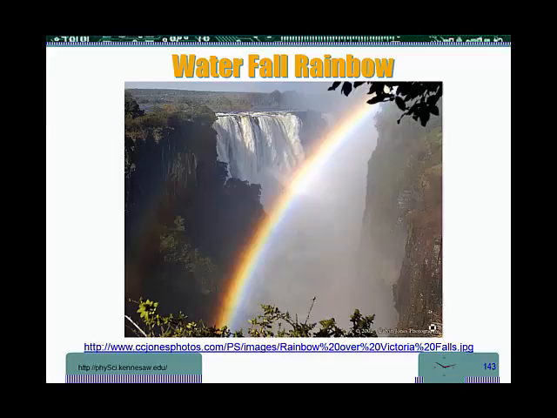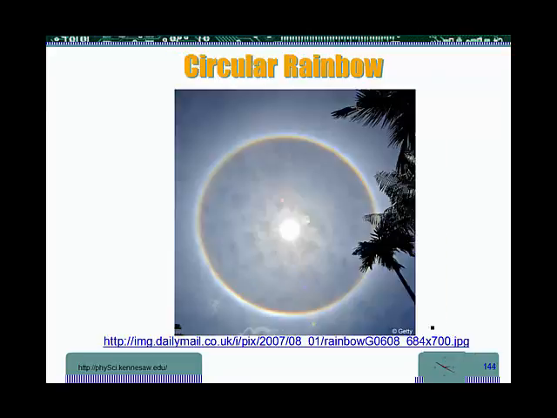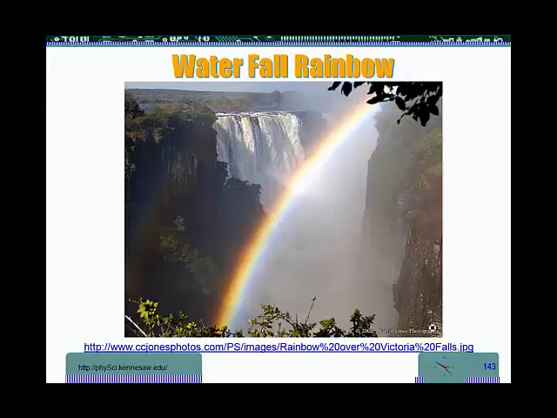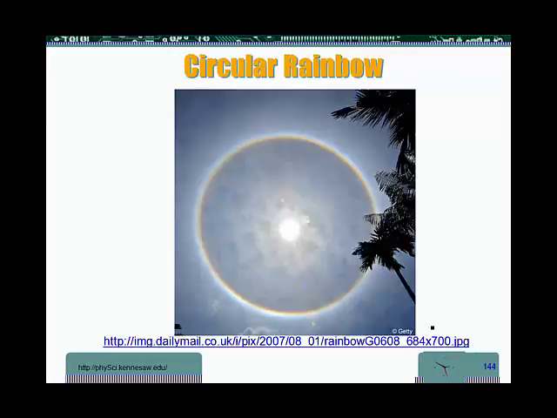This is Victoria Falls. Now, you noticed in here, the rainbow looks like an arc. Actually, if you look at a rainbow from an airplane or from a high enough place, you should be able to see a full circle rainbow. If you go around to some large falls like the Niagara Falls, you should be able to see something like this.